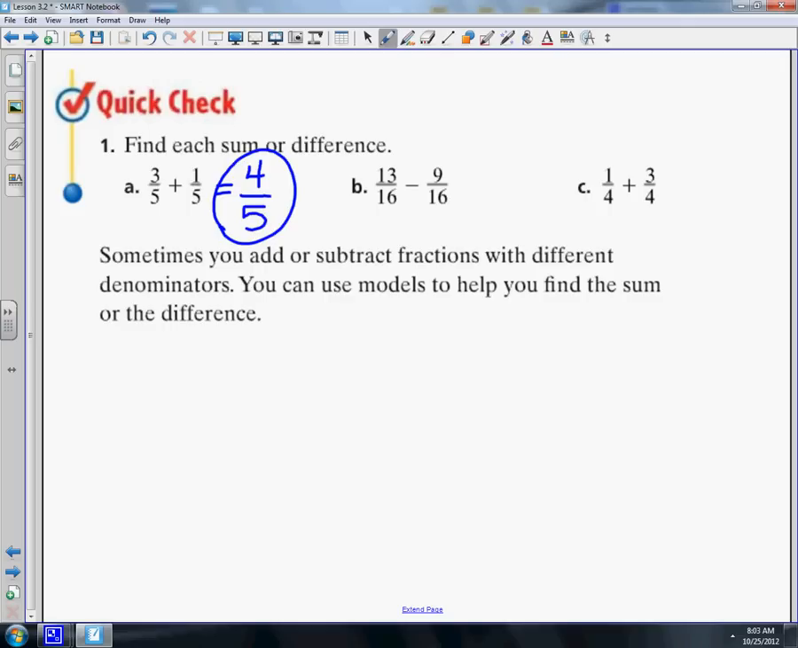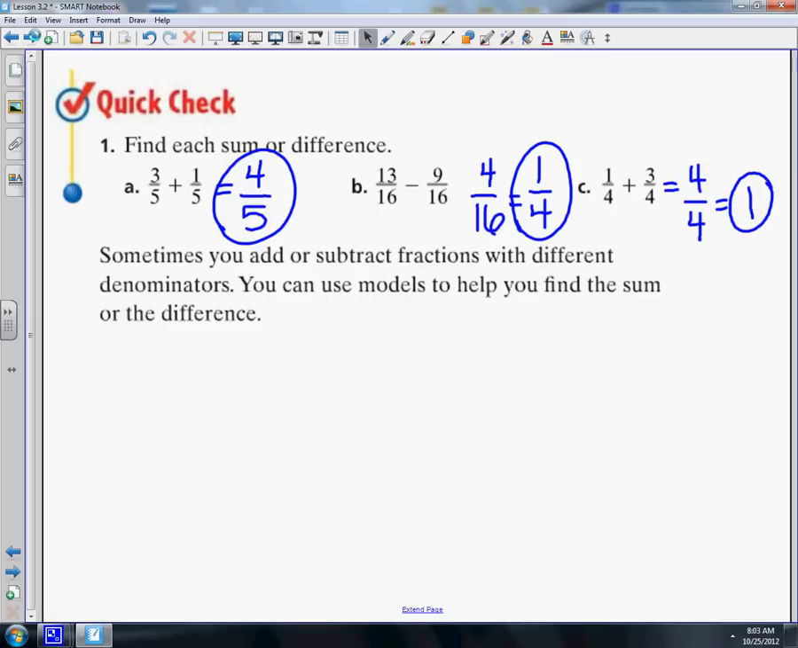So 13 minus 9 is 4/16, but I need to simplify that. I can see that 4 goes into 16 4 times, so I get 1/4. 1/4 plus 3/4 equals 4/4, which equals 1.